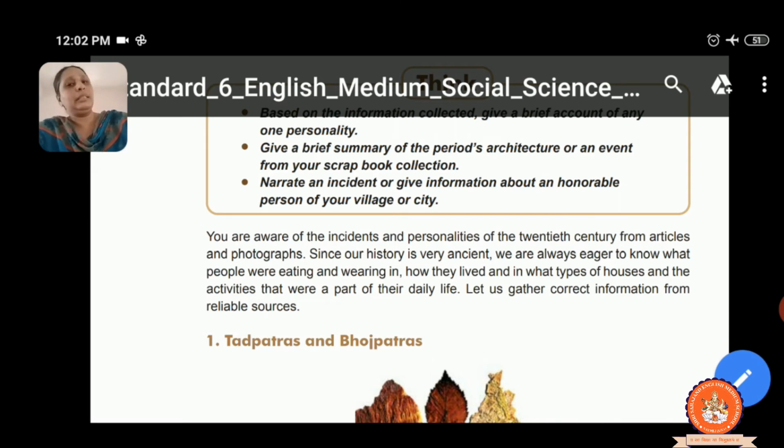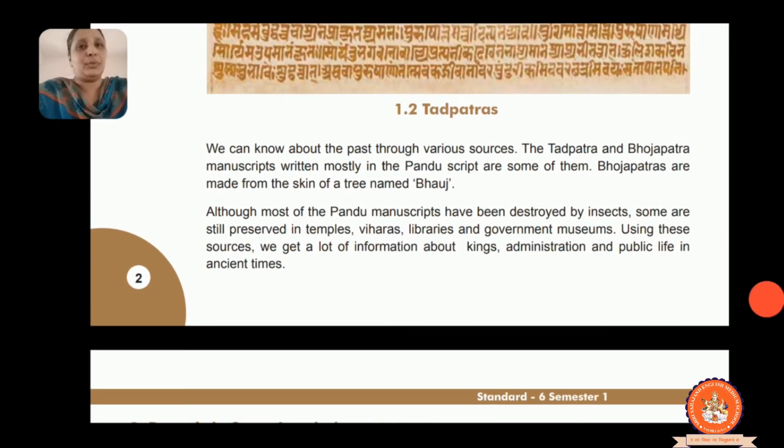Now, what was written in Tatpatra and Bhojpatra? You have heard about the Pandavas; the history about the Pandavas is written on these two things. We pass through various sources by the Tatpatra and Bhojpatra. Manuscripts were written mostly by the Pandavas. Bhojpatra is made from the bark of the Bhoj tree, which I told you is from the Himalayas. Although most of what the Pandavas wrote was on that kind of paper, it was a very long time ago, so it is not possible to preserve it.